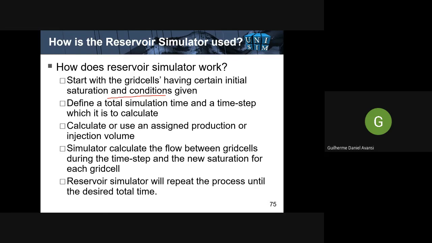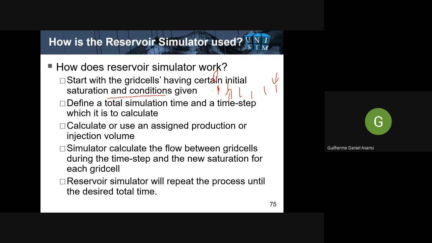Then the simulator calculates the flow between the grid cells during the time step that we previously defined, and the new saturation for each grid cell. Just remember, we have the initial saturation with this information. Solving these equations, we have a new saturation for each grid cell. The reservoir simulator will repeat the process until the desired total time. We have a lot of small pieces of time, and this is the total time, with the initial time 0 here. The simulator is solving for this time here.